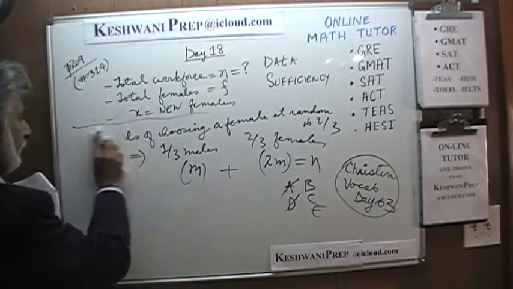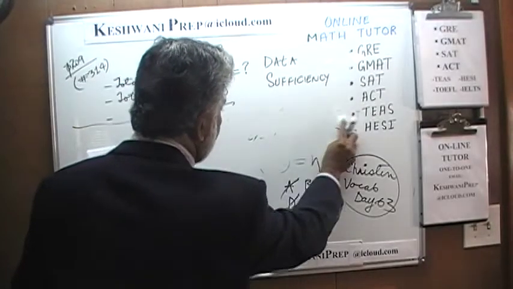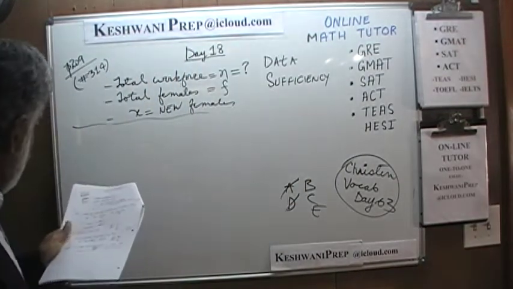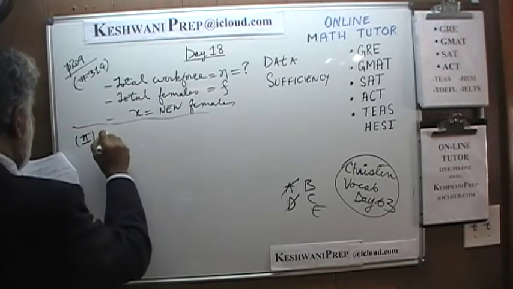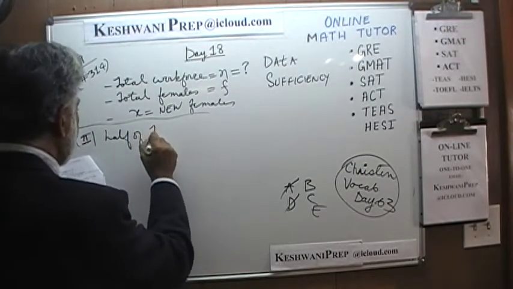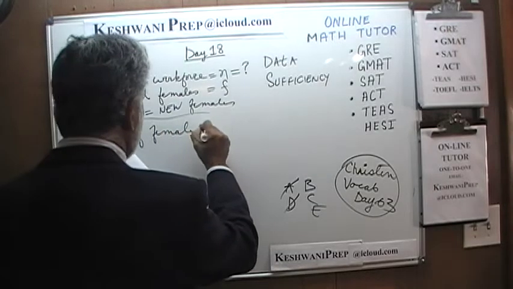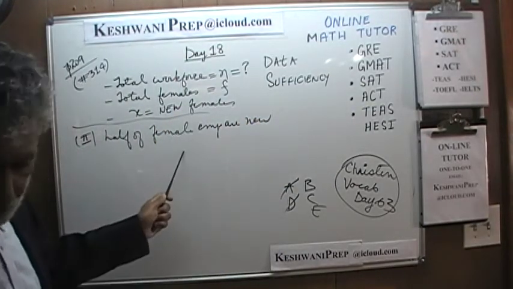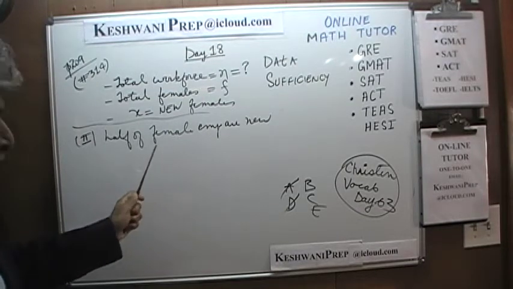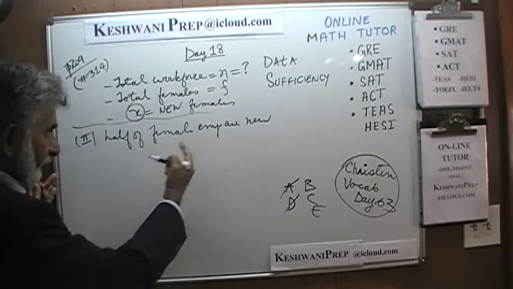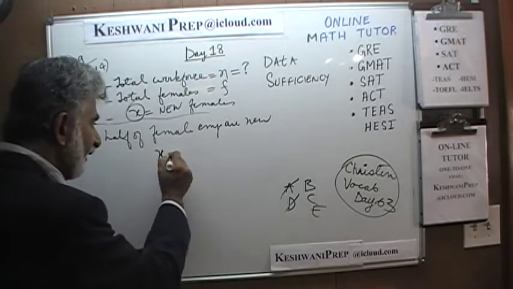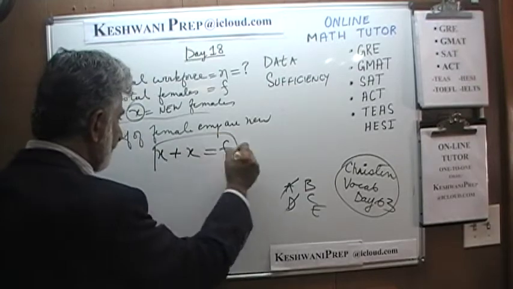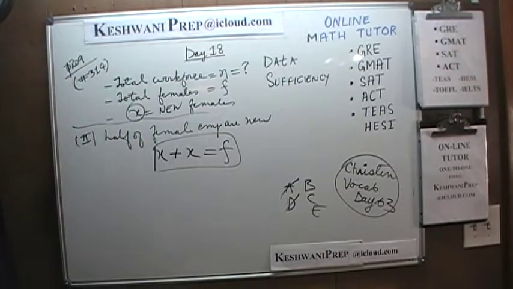Let's look at the second statement. It tells us that half of all female employees are new. Again, the only thing we can get out of it is that since we are told X of them are new and half of them are new, we have half new female employees and half that were already there. So the total number of female employees is made up of this. There is nothing in here that will tell us what N is.